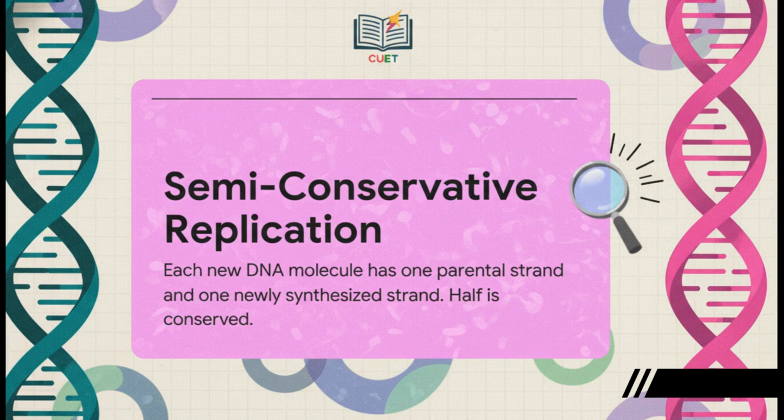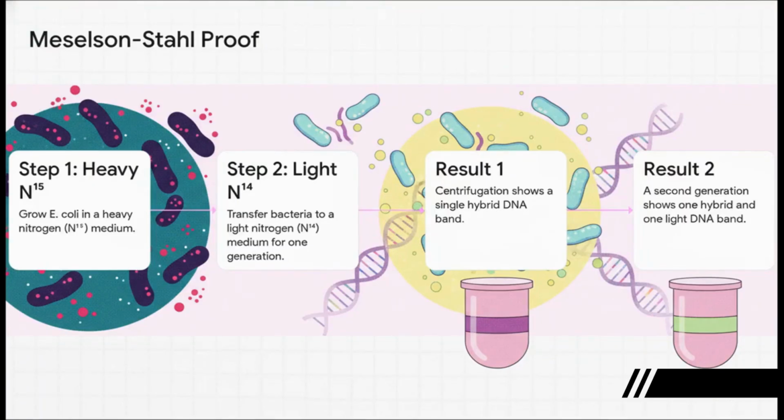Semi means half, right? And conservative means saved. So put it together, in every new DNA molecule that's made, one strand is the original old one from the parent, and the other strand is brand spanking new. Half of the original is literally conserved. Simple as that. But how do we actually know this is true?